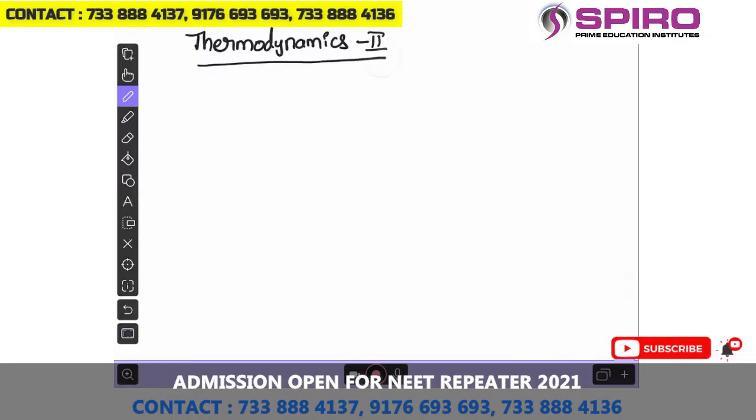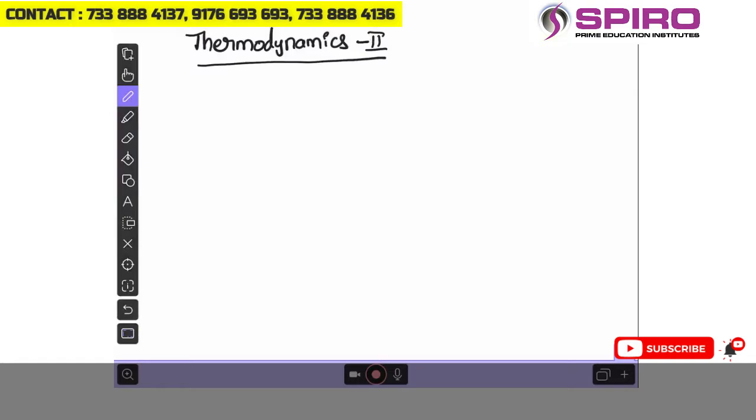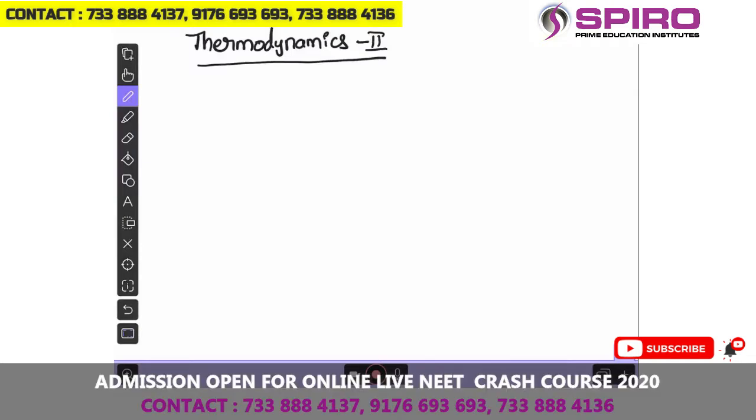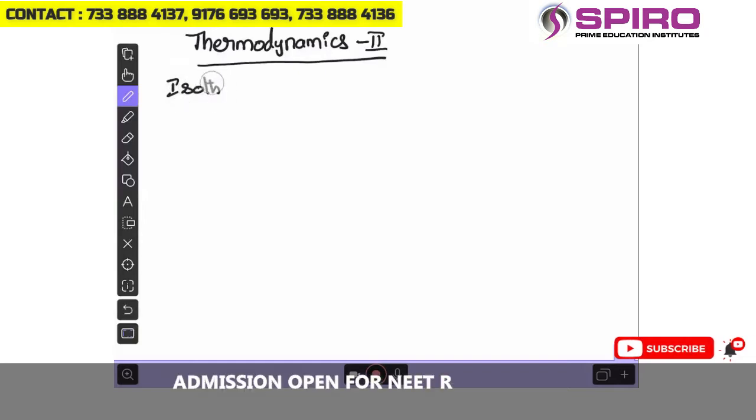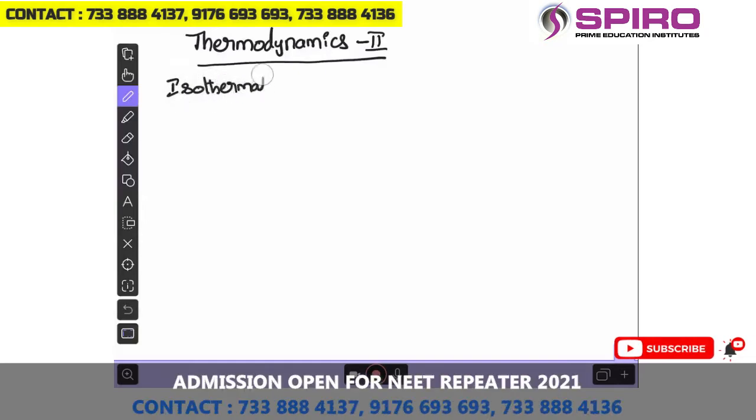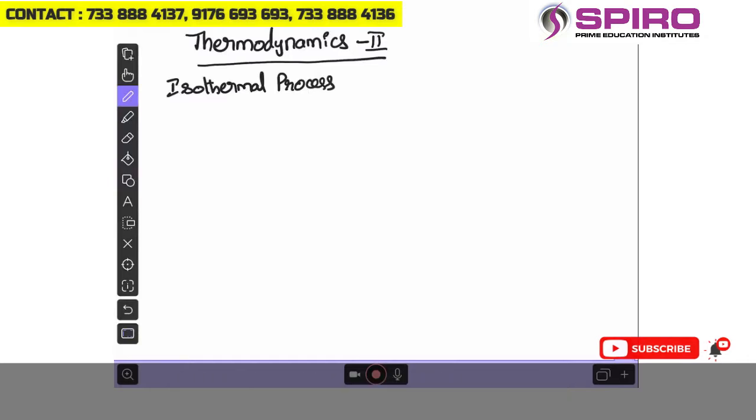In the last class we saw the details of isothermal process, adiabatic process, isochoric process and isobaric process. Those processes we will see in detail for a while and we will proceed for the next sessions. Isothermal process. In isothermal process, the temperature is constant.